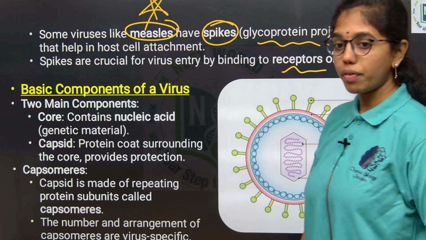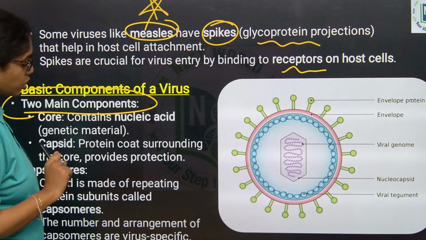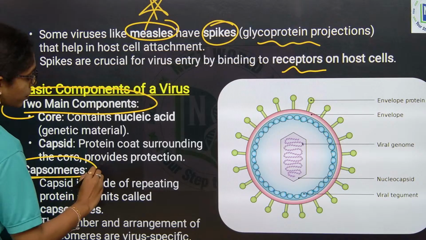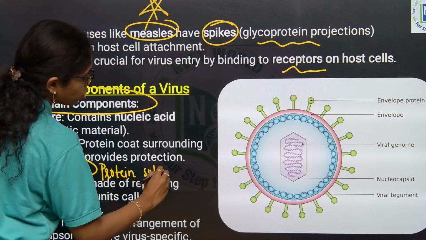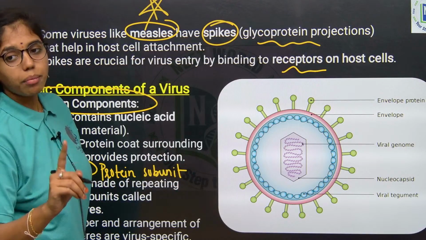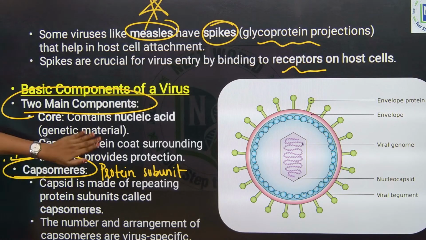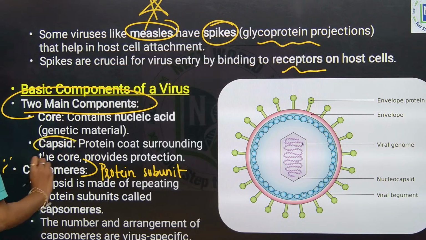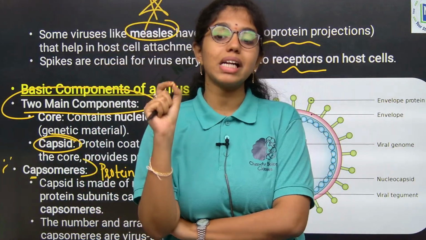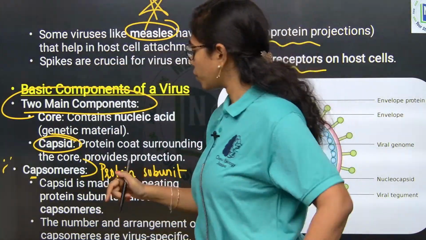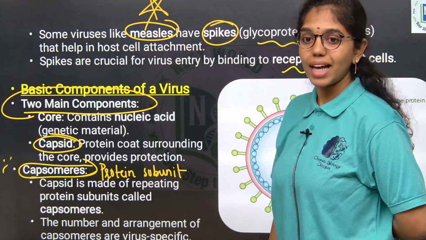Basic components of a virus include two main components. One is the core that contains nucleic acid or genetic material. Second is the capsomere, that is the protein subunit. So, nothing but genetic material and protein coat are the two components of viruses. This protein coat is called the capsid. The protein subunits present in the capsid are called capsomeres.